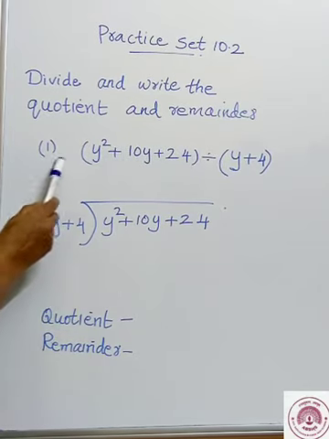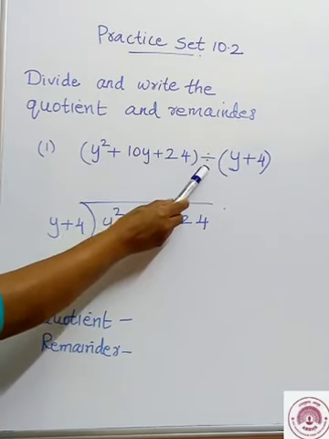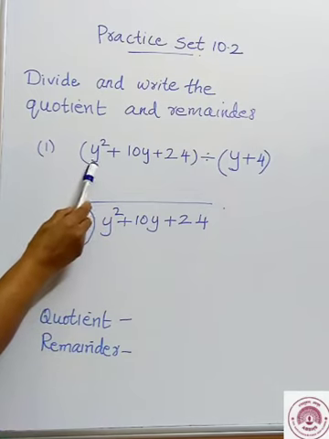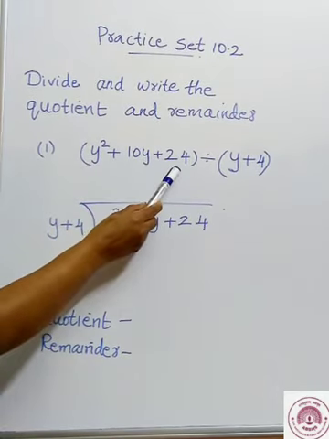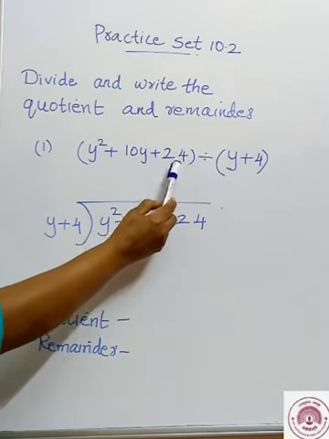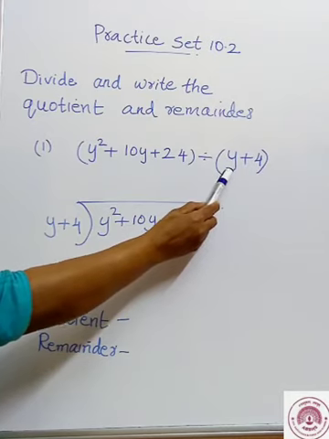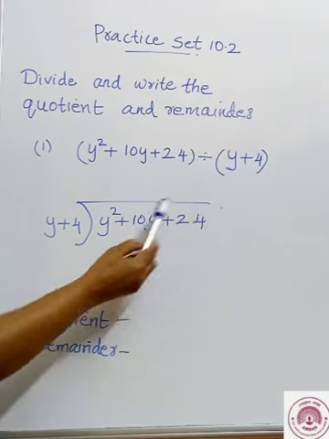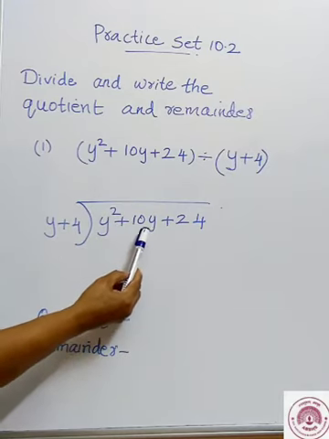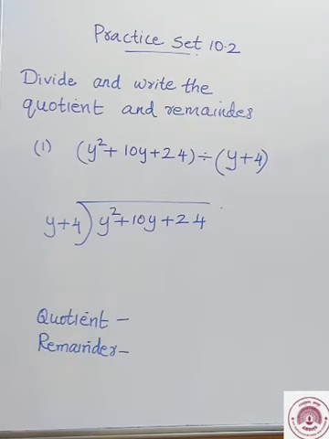Here in the first question, y square plus 10y plus 24 divided by y plus 4. Here, y square plus 10y plus 24 is a polynomial, that is the dividend. Divide that polynomial by y plus 4, which is a binomial. Here we write this division: y square plus 10y plus 24 divided by y plus 4.